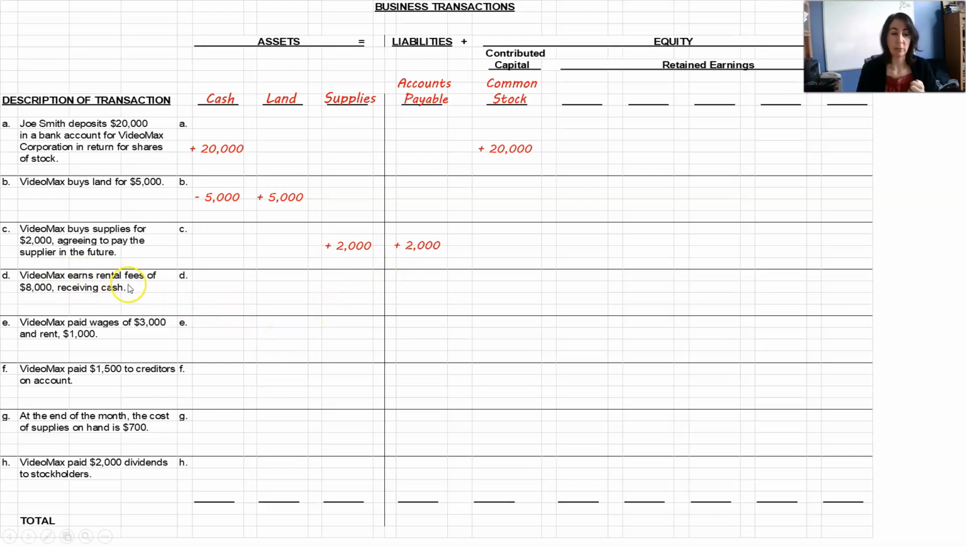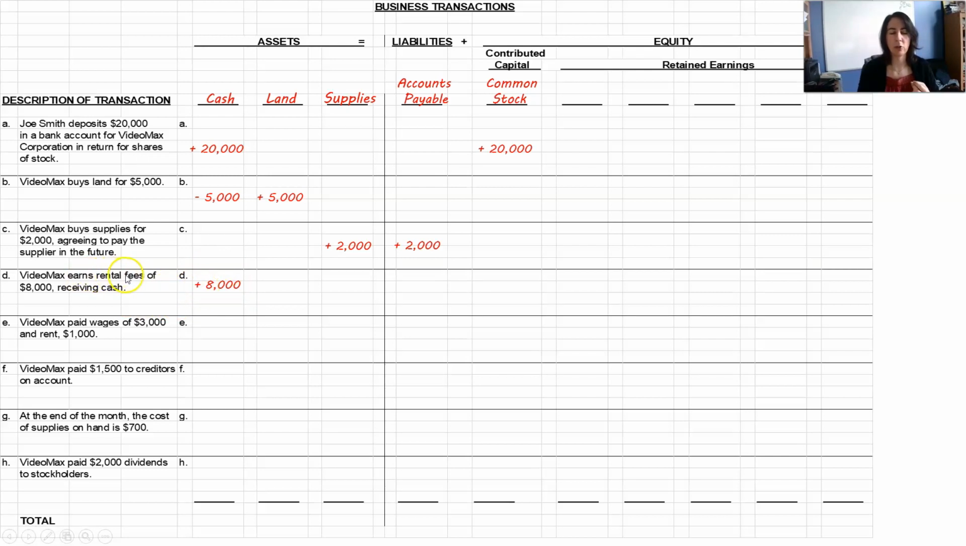VideoMax earns rental fees of $8,000 receiving cash. When these have cash in them, I always like to start with cash because it's kind of the easiest to get your head around. So right now, you know that they earned rental fees of $8,000. They received $8,000 in cash. There's your $8,000 in cash.